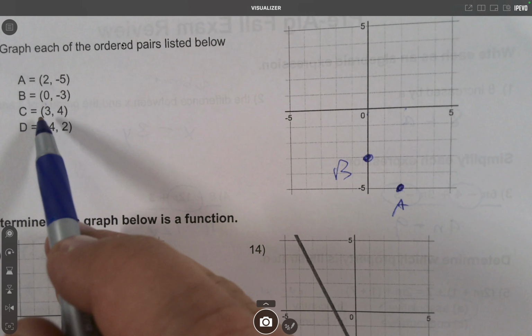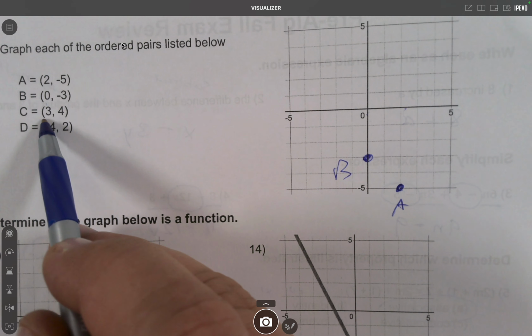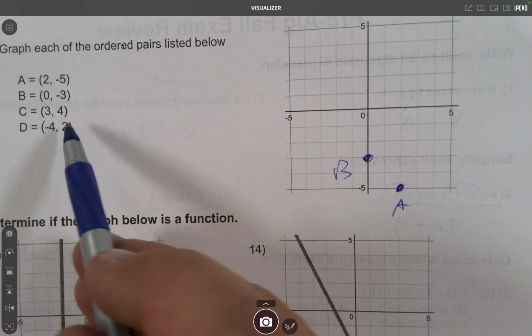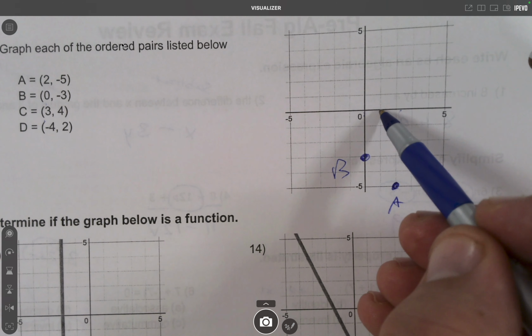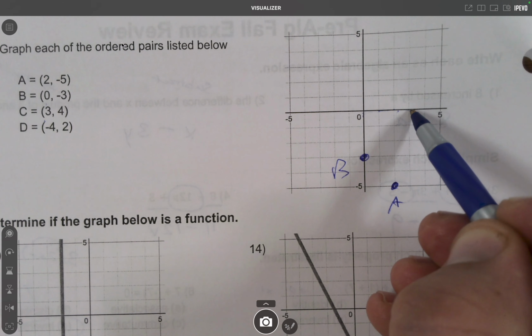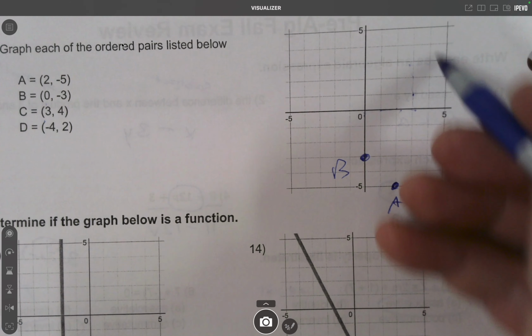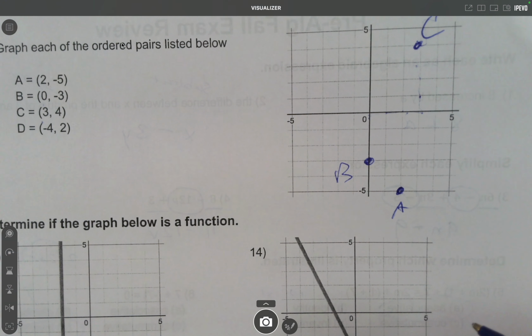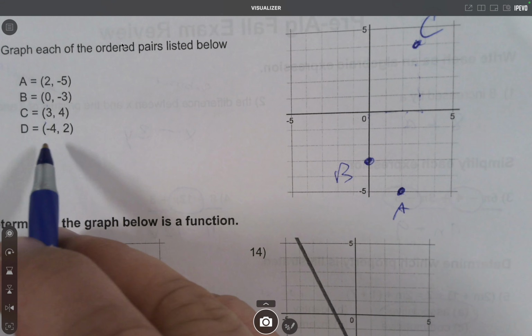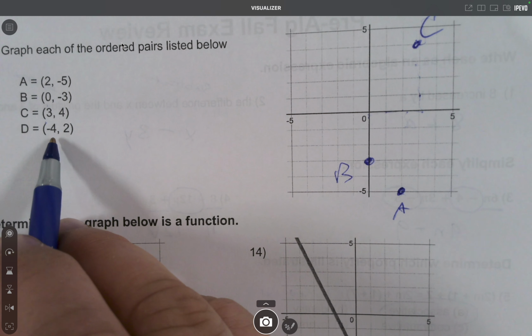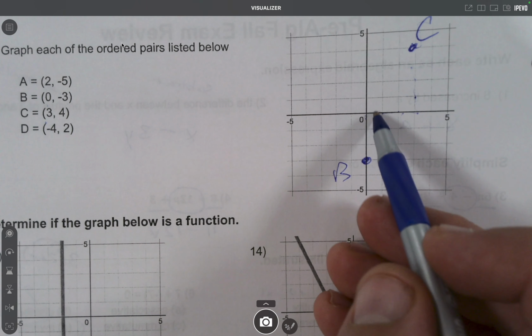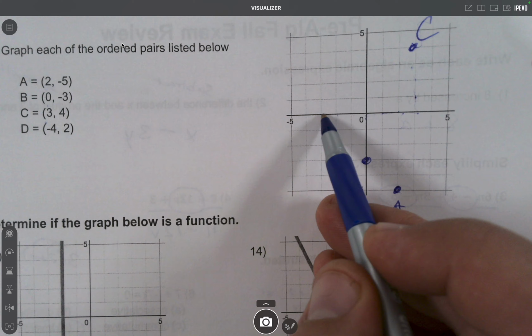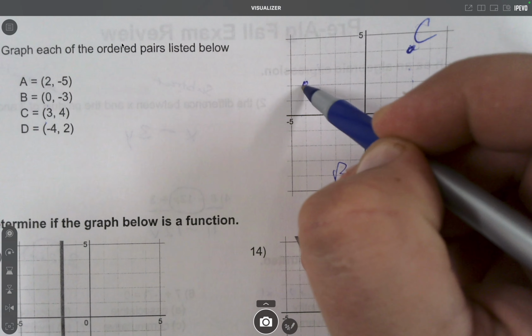C says I go to the right 3 and then up 4. So starting at the origin, I go right 1, 2, 3, go up 1, 2, 3, 4. Last one, D, says move to the left 4, then up 2. So starting at the origin, I go left 1, 2, 3, 4, and up 2.